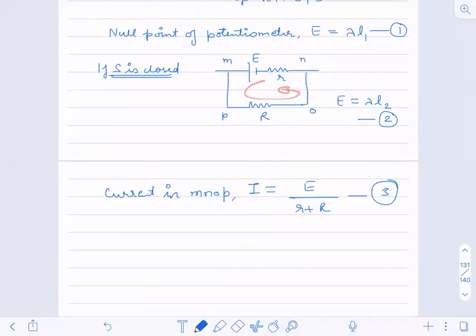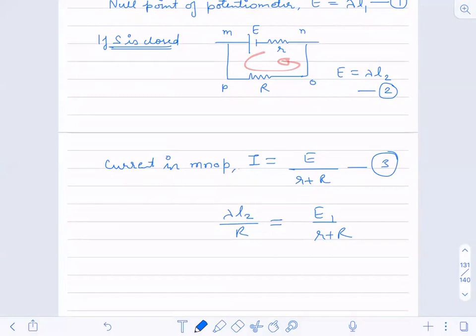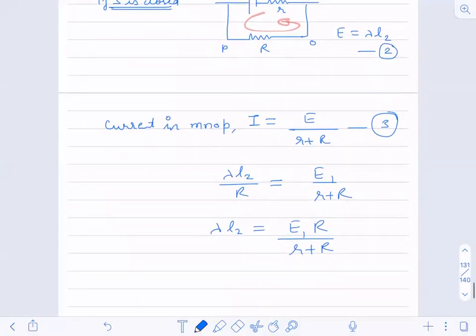Now, if you see this, can I write the EMF, this lambda L2, as lambda L2 by R is equal to E1 by r plus R? Because you can write it like that. So I'm taking this R to this side. So lambda L2 will be equal to E1 into R divided by r plus capital R.